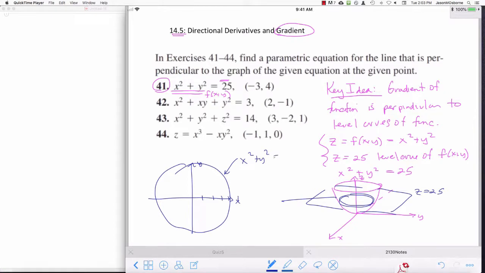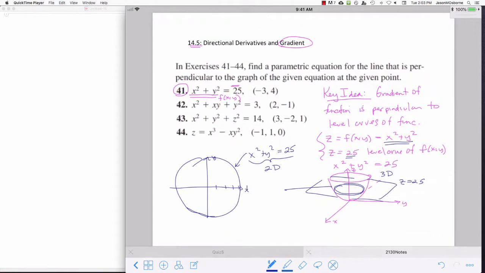So we've got two different dimensions going on here. We've got a function of two variables, so it's a 3D object. But when you set the constant and take the level curve, we now have x squared plus y squared equals 25, which is a 2D object. Okay? And the key idea here is that this is the z equals 25 level curve.